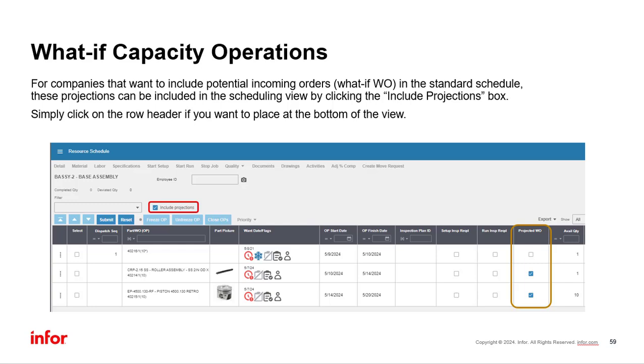For example, you may want to reserve this capacity for a custom order that you know will be coming within the near term. That might be an example of when you would include what-if work orders within the standard production schedule.